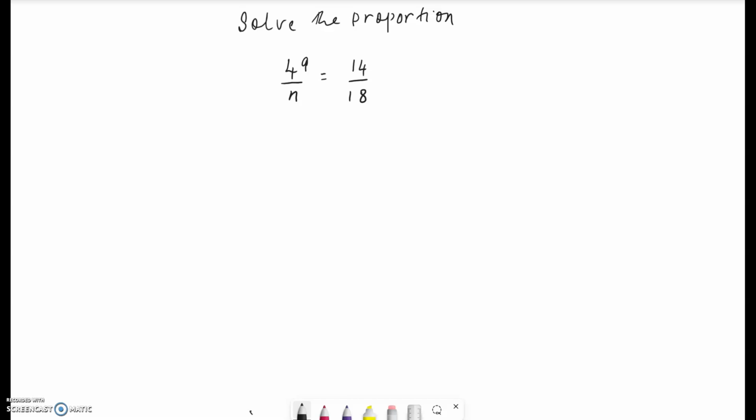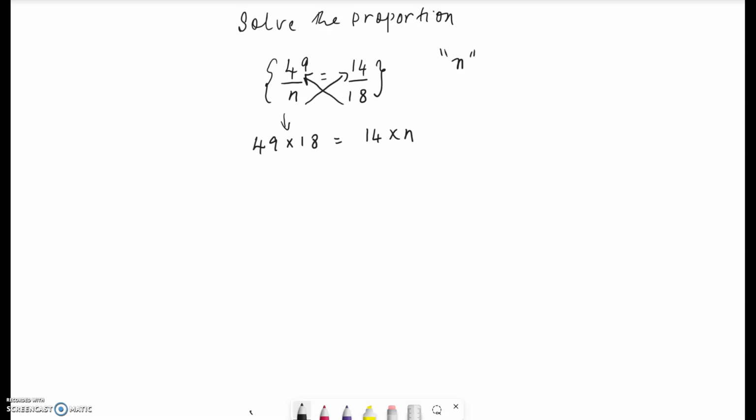So here we have another proportion and we need to solve for n. N is the unknown. A proportion is a ratio on the left equal to a ratio on the right. One way of solving this would be to cross multiply first. So 49 times 18 is equal to 14 times n. Do not multiply the two numbers on this side, just leave them alone.